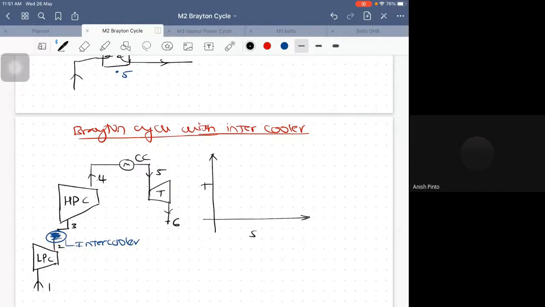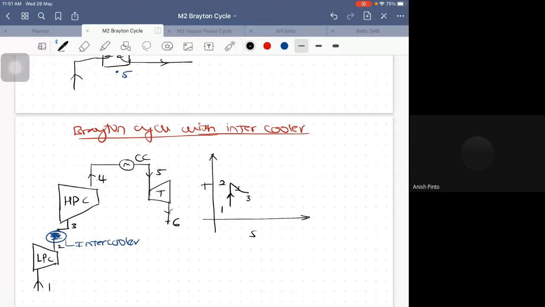Now what happens in 1 to 2? The pressure gets increased isentropically. So this is the process 1 to 2. Please do understand this. This is very, very important. Pressure gets increased from 1 to 2 isentropically. Okay. Then it is cooled back to a certain state. Say it is 3. To the state 3, it is cooled back using an intercooler.